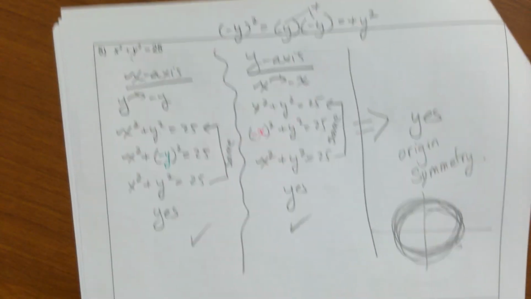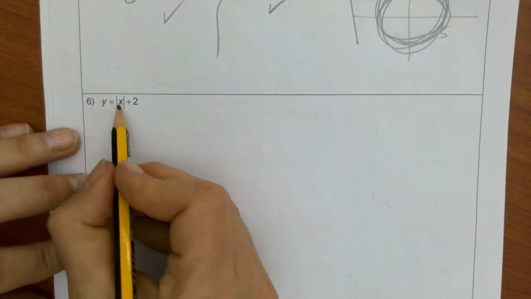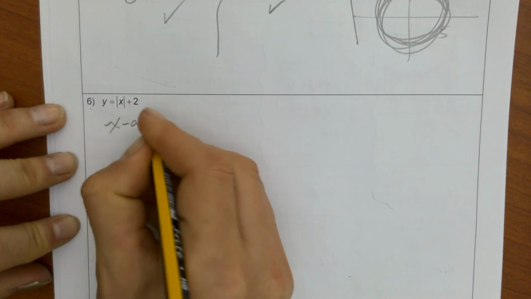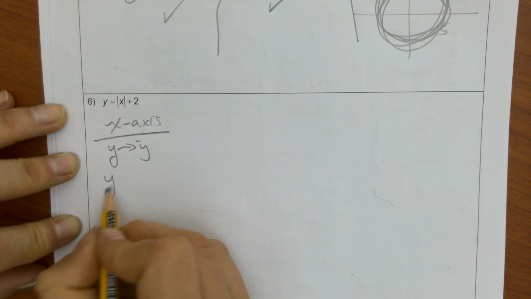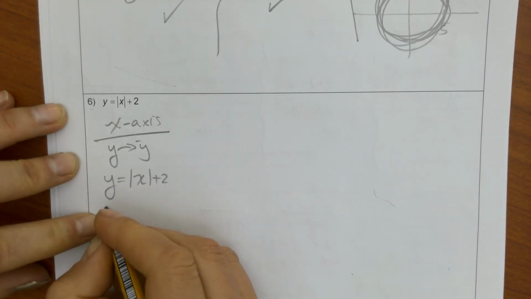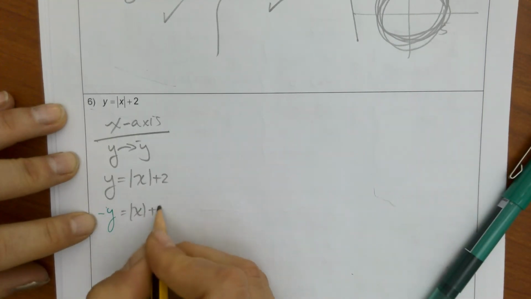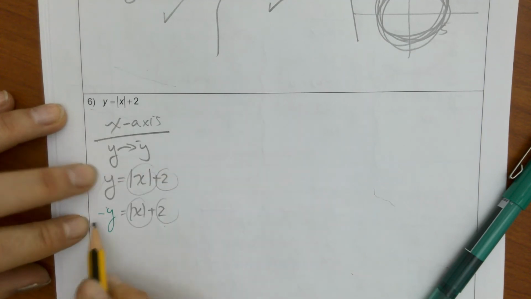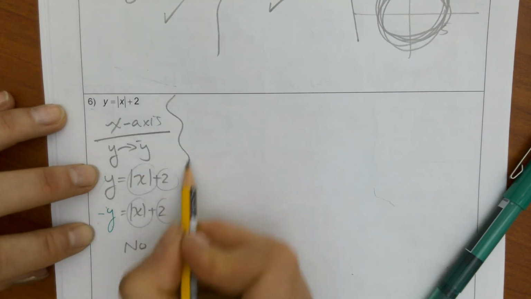Okay, last one, I think. Let's check. Yep, last one here. Absolute value makes things positive. X-axis symmetry, replace the y with negative y. Okay, so this is the same, but this is different. So I can't make the y into a negative y and keep these the same. So no, there's no x-axis symmetry.